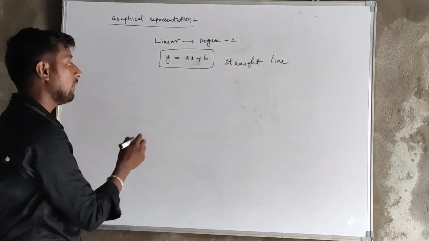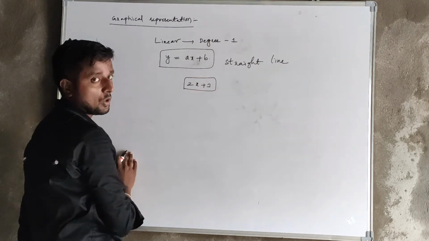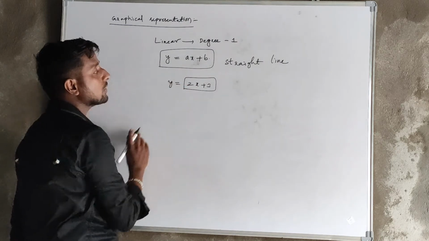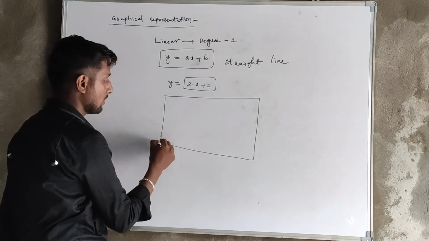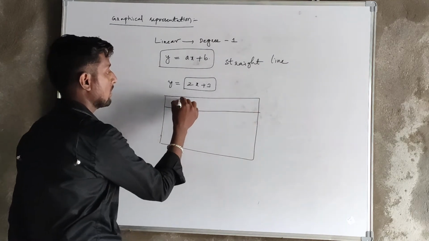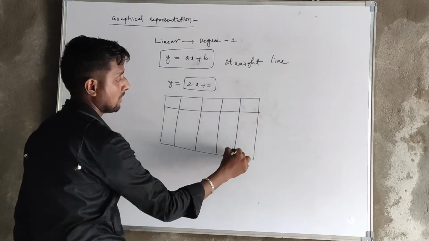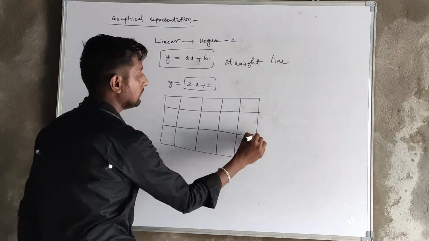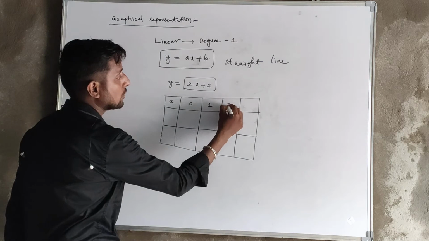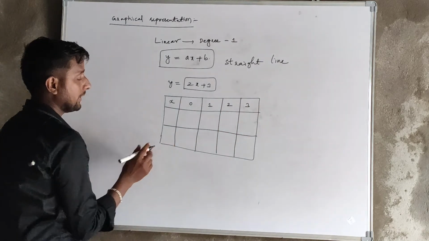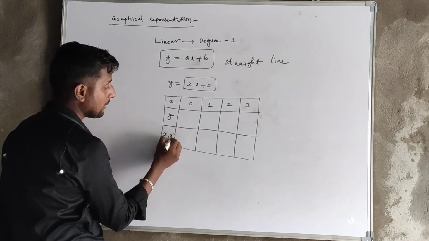So for example, if you take 2x plus 3, it is a linear polynomial. So we'll write y is equal to 2x plus 3, and we'll make a box. So here we'll write x: 0, 1, 2, 3. Okay. Next, here we'll make it y. Here we'll write coordinates x comma y.